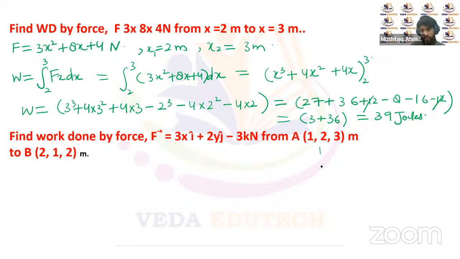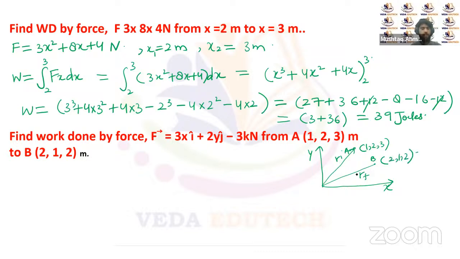Now let's suppose the body's initial position was A, with coordinates 1, 2, 3, and the final position is B, which is 2, 1, 2. This is R initial, and this is the final position vector. Now we have to calculate the work done.